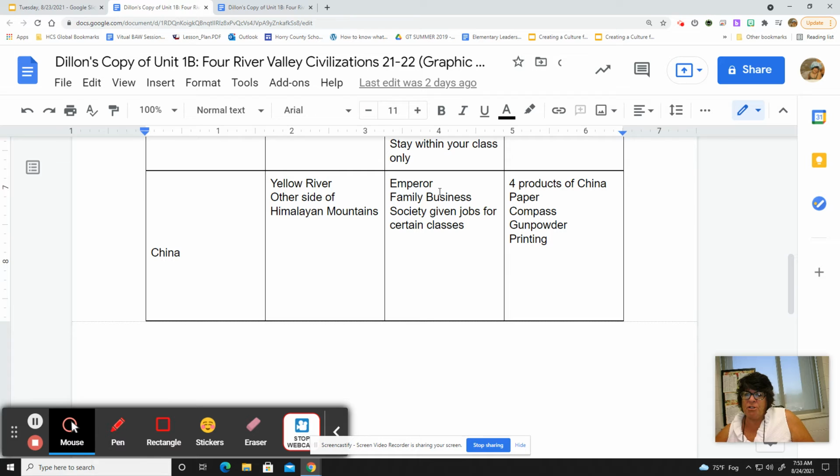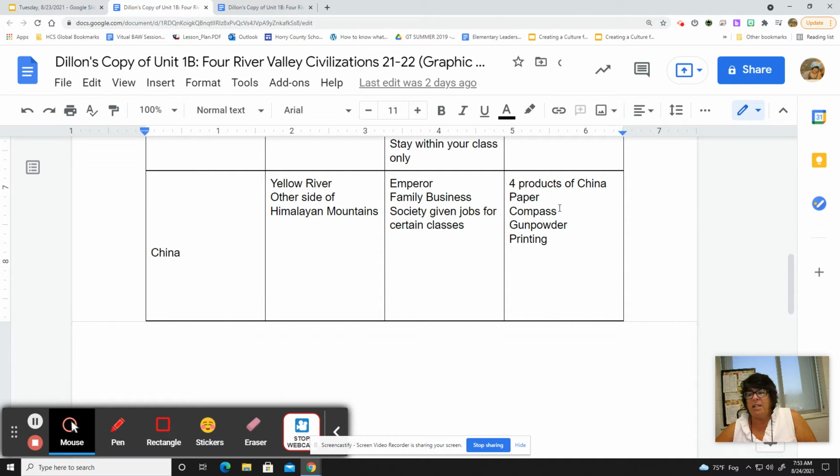You want to make sure, too, that the rule was an emperor, and it was a family business. Emperors were born into the position, similar to what the monarchy is in England, and you're born, and that's usually how they elected an emperor.